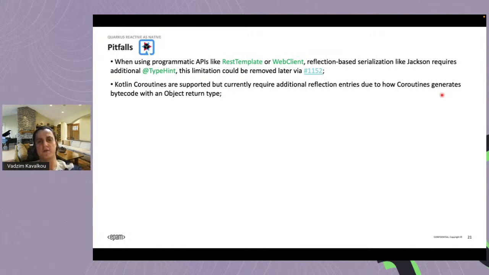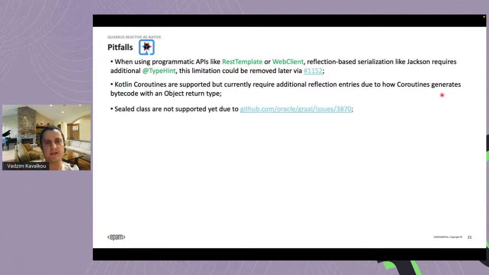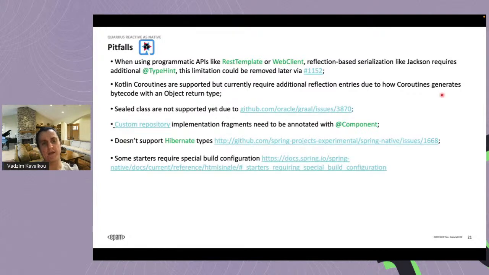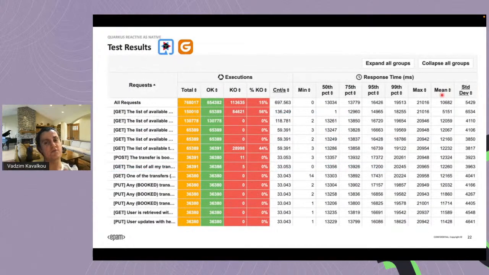About Kotlin coroutines, they are supported but require additional reflection entries due to how coroutines generate bytecode with an object return type, and sealed classes are not supported yet. Custom repository implementation fragments need to be annotated as Component, and Hibernate types are not supported, and some statics require special build configuration. Okay, what about the test results?